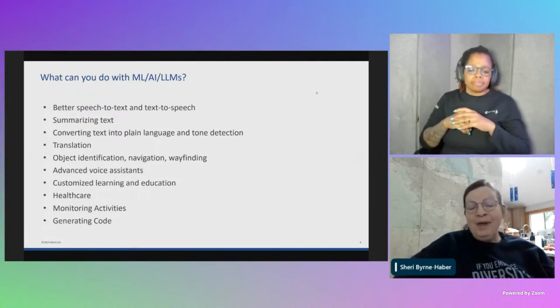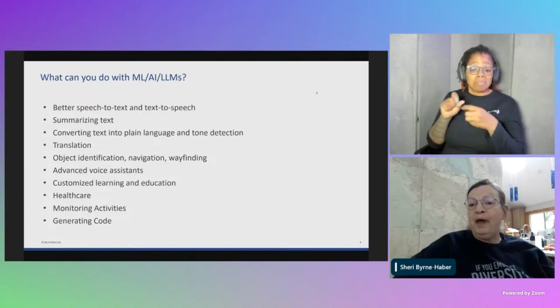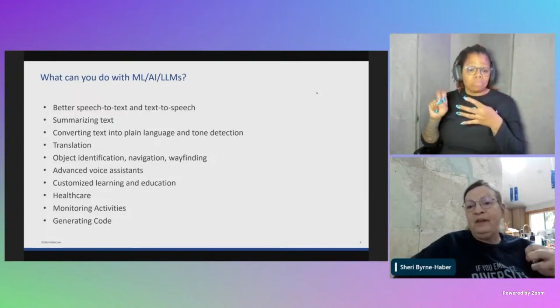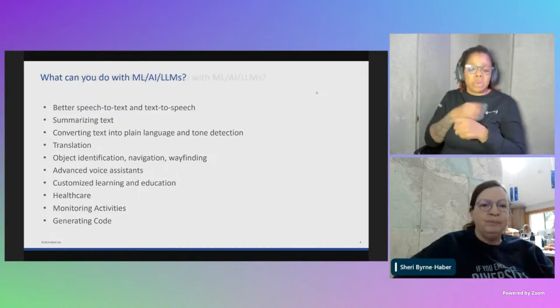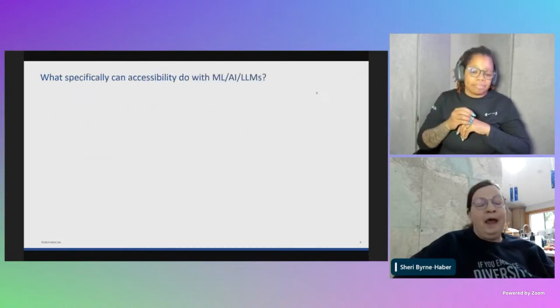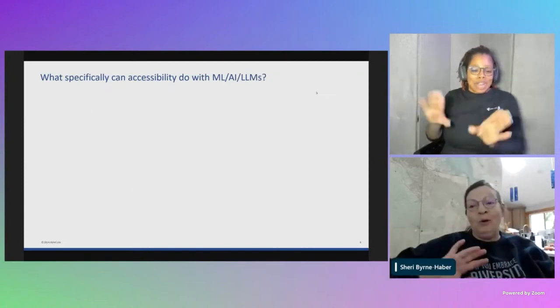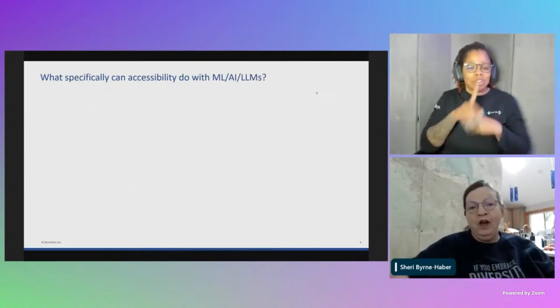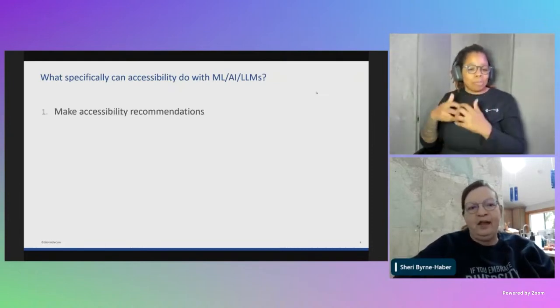And finally, LLMs can actually generate code. That is also both good and bad. And so when we get into the accessibility specific applications, we'll talk about that more. Okay, so now the intro is done. From here on out, we're going to be talking purely about the accessibility applications of machine learning, AI, and LLMs.